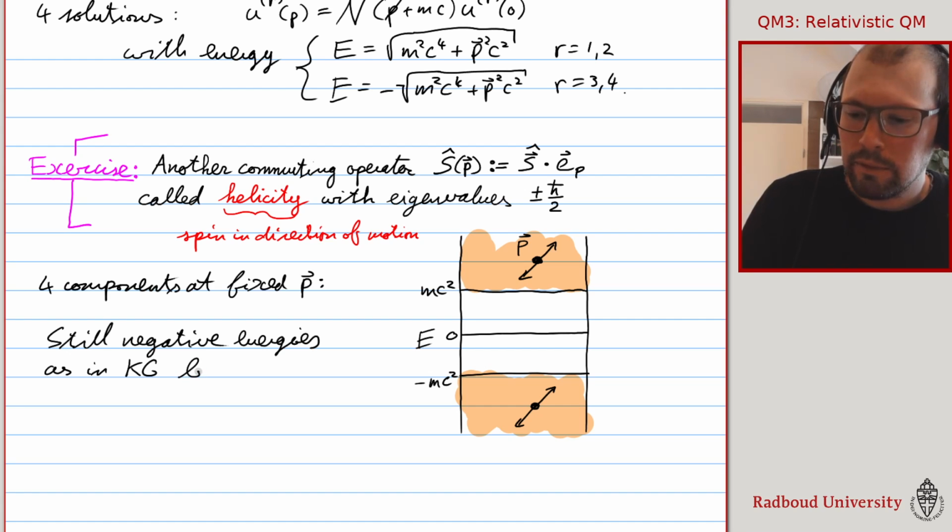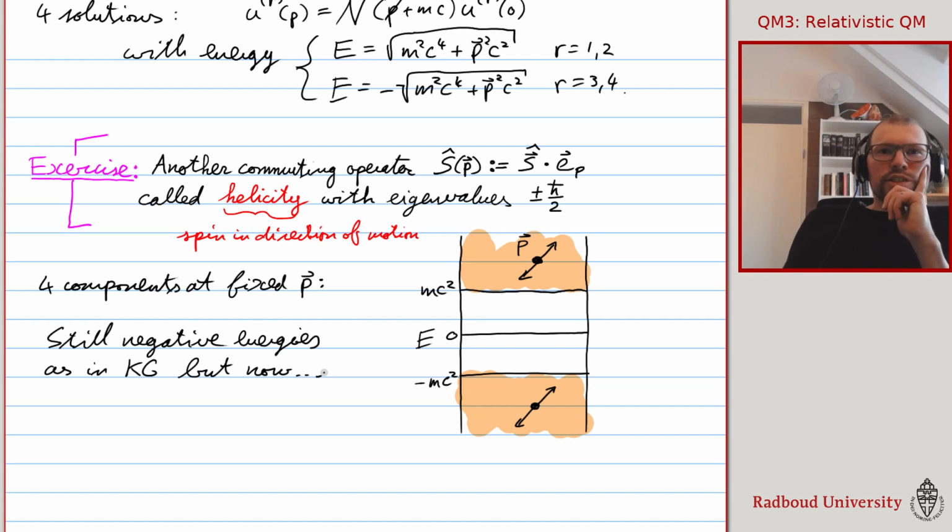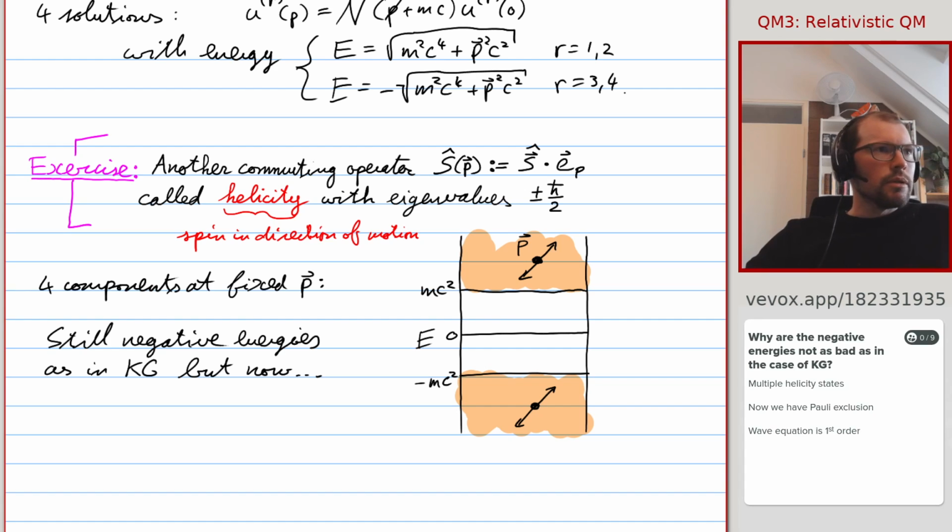But what is the difference? Why are we in a slightly better situation now? So let's do a quick poll. Why are the negative energies not as bad as in the case of Klein-Gordon? Is it because we have these multiple helicity states? Is it because we now have Pauli exclusion, or is it because the wave equation is first order?